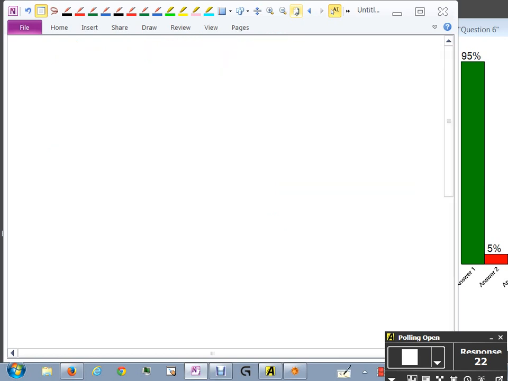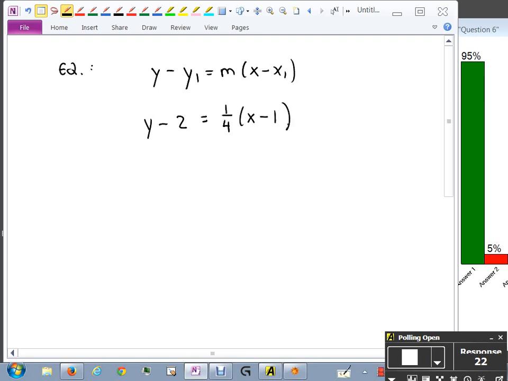We need the equation. So here comes the equation. The equation comes from y minus y1 equals m times x minus x1. Here, y1 was what? 2. M was 1/4. X1 was 1. So there's your equation of your tangent line. I should have put there tangent line. The equation of the tangent line is this.